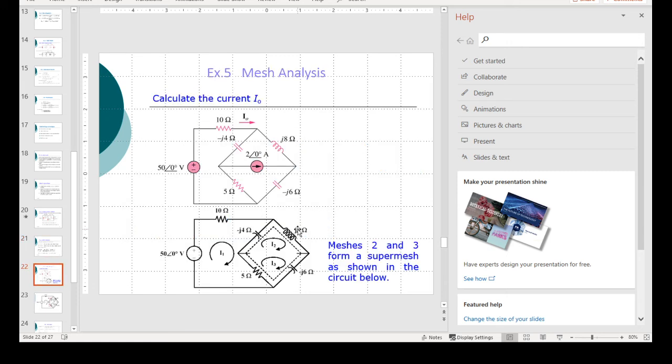Now this is a second example to illustrate mesh analysis. There's something here which I need to point out. When we look at this circuit, automatically we can see that there are three meshes. Follow the pointer. It is that mesh here, 1. And then it is that mesh here, 2. Then that mesh here, 3.